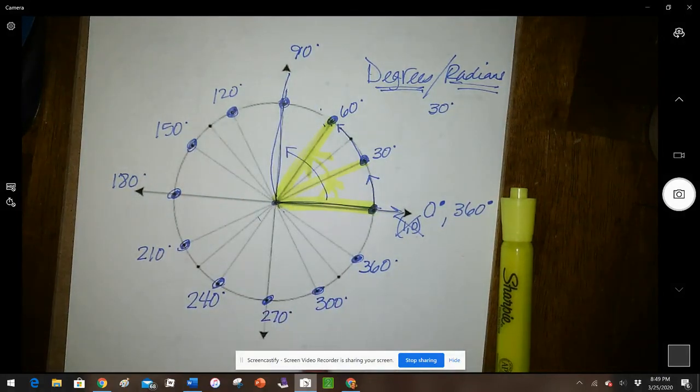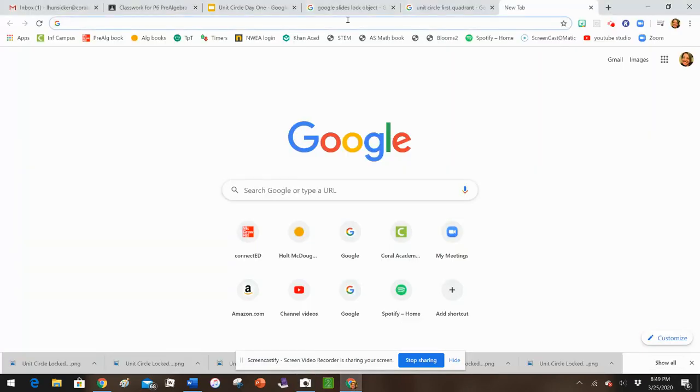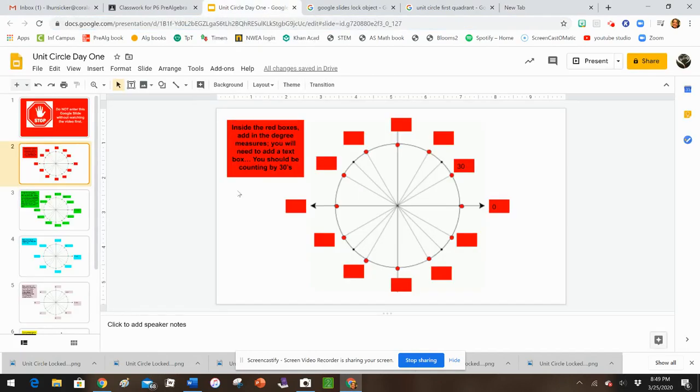Now on your Google Slides, one of your slides is actually asking you to do that. So I don't know if you can see this right here, but this slide is actually asking you to count by 30s. So go ahead and go do that, okay?